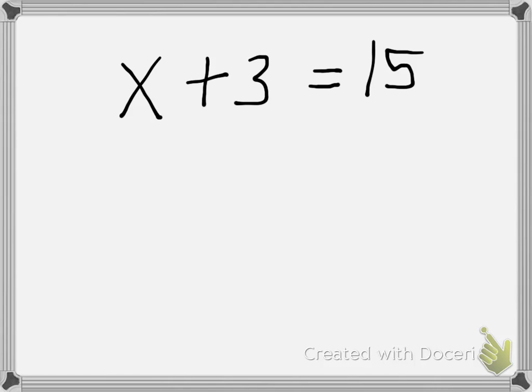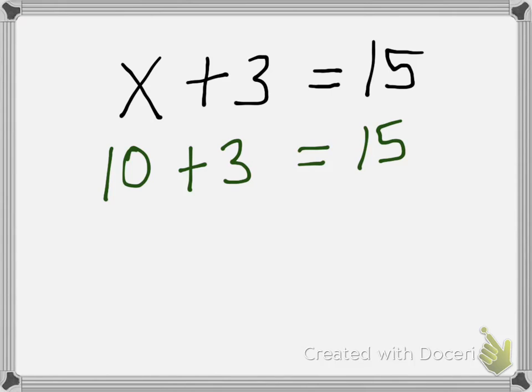There are many ways we can do this. First, we can use something called guess and check. I am going to guess that 10 plus 3 equals 15. When I add the left side, I get 13. And on the right side, I get 15. Those do not equal, so I have guessed wrong.